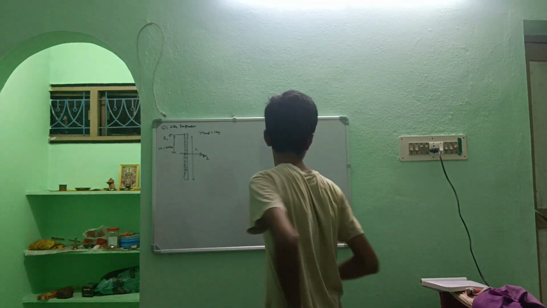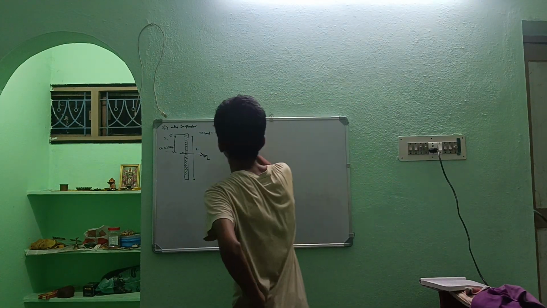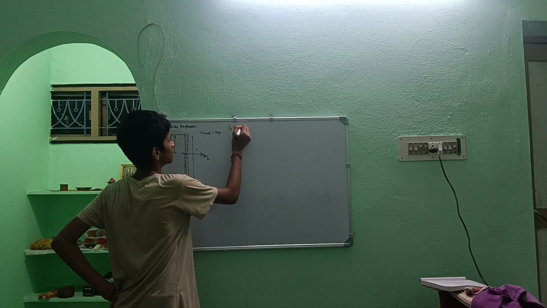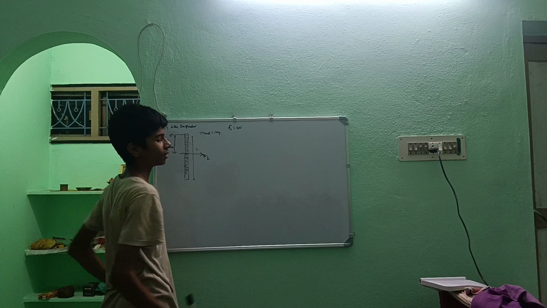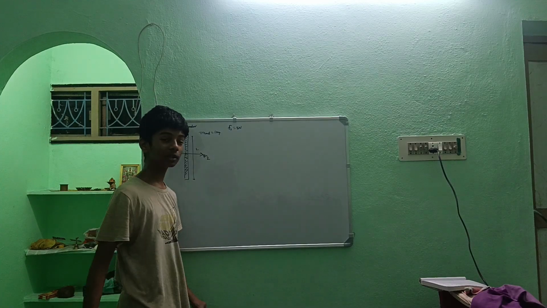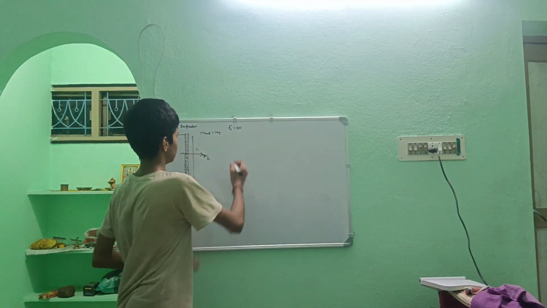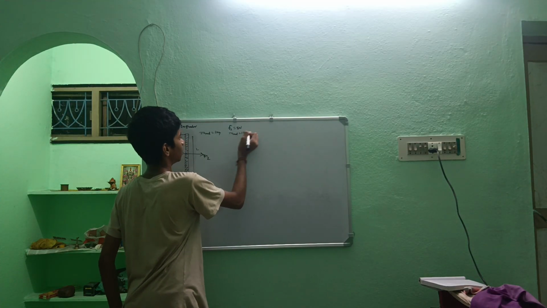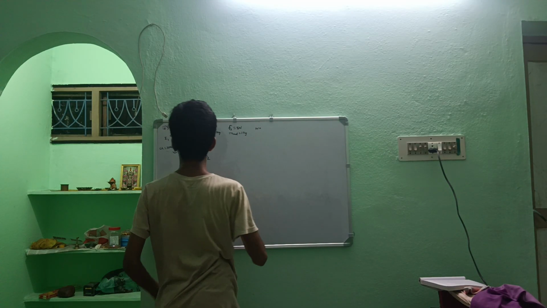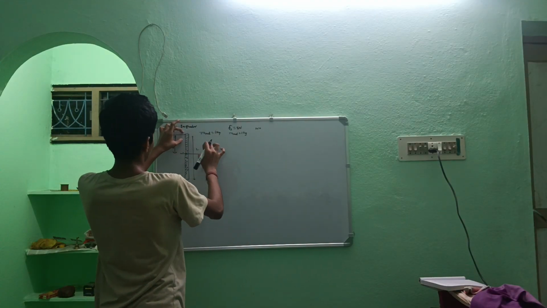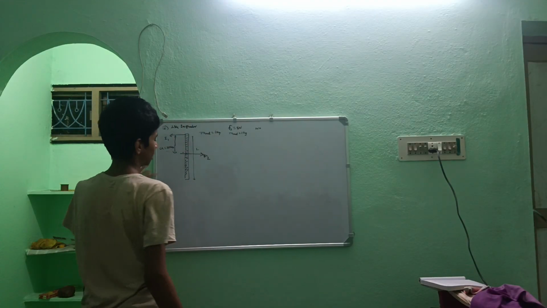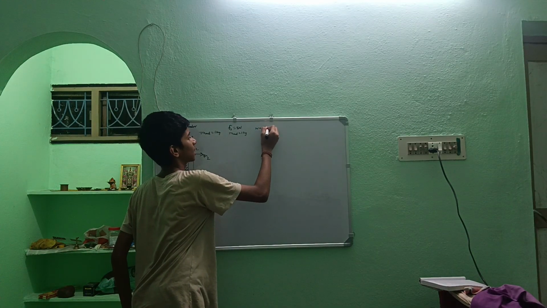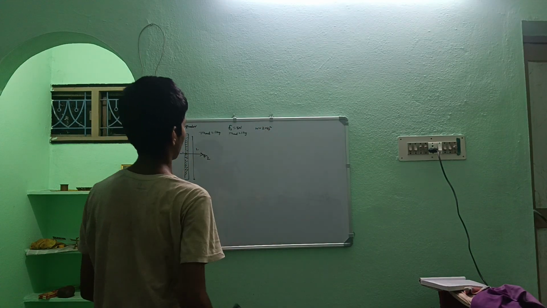What is F2? They gave it. Let's write the values. F2 equal to 5 newtons. This is capital F, not small f. And m rod equal to 1 kg. Here F2, here F1. Then the rod will get acceleration w equal to 2 meters per second squared. Right?